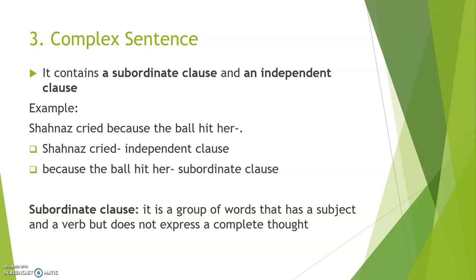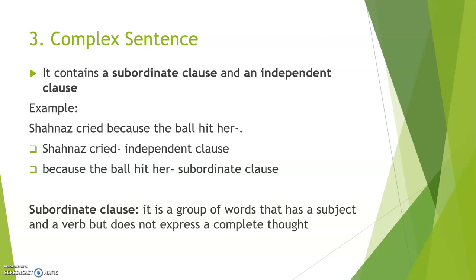Shahnaz cried because the ball hit her. In this sentence, Shahnaz cried is an independent clause, and because the ball hit her is a subordinate clause. In Shahnaz cried, we could see that it could remain independently, and it has a subject and a verb and it expresses a complete meaning.